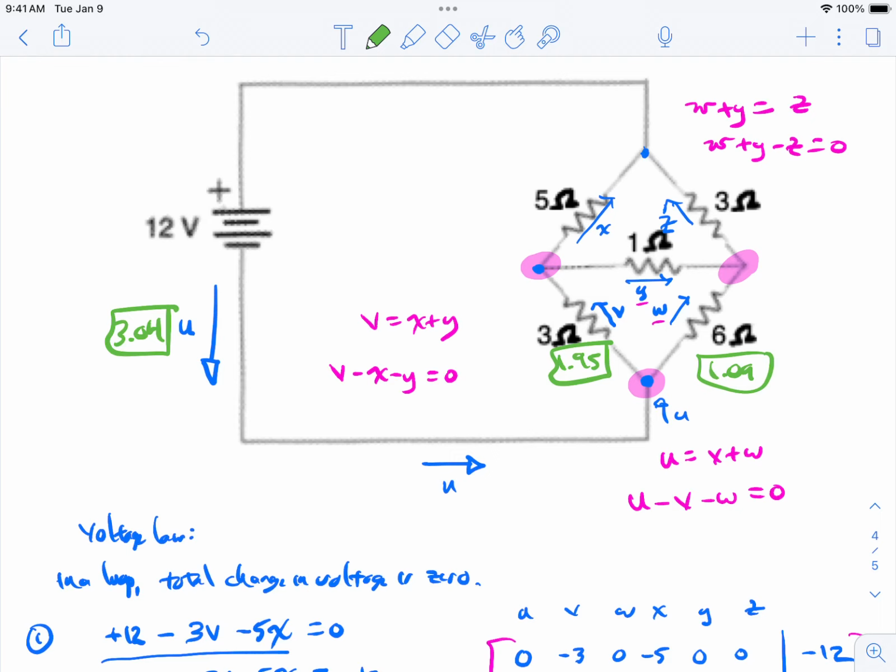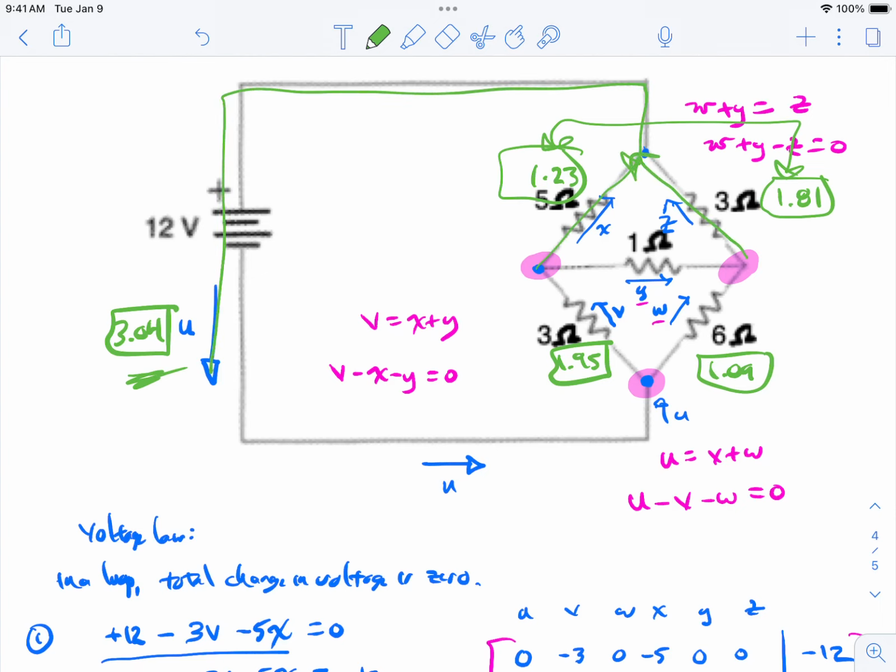The X came out to, let's see, where's the X? The X is over here. The X came out to 1.23 up here. The Z came out to 1.81 over here. And notice that if you add up the 1.23 and the 1.81, those also add up to 3.04, because the 1.23 comes this way, the 1.81 comes this way, they join together and become this 3.04 going this way. So that makes sense too.